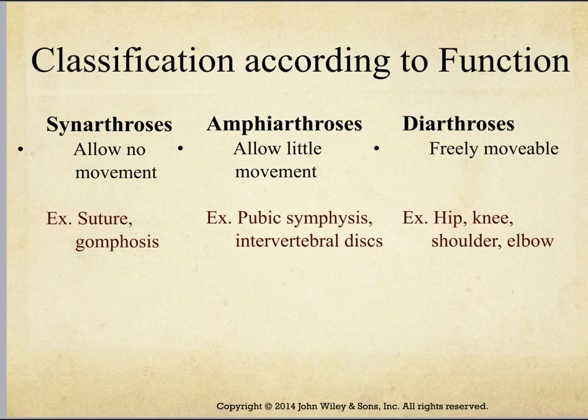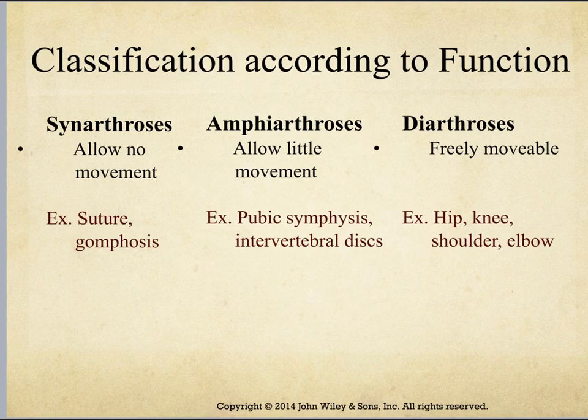Joints that give no movement we call a synarthrotic joint or synarthrosis. Examples would be sutures, like your cranial bones, or a gomphosis, which are the joints that hold your teeth. The next is an amphiarthrotic joint or amphiarthrosis. These allow little movement, so they give a little bit. Think about where the two pubic bones meet at the pubic symphysis: that fibrocartilaginous pad gives a little bit to move, especially during childbirth. The intervertebral discs between each of the vertebrae, again a fibrocartilaginous pad, give a little. That's why you can bend and flex your spine.